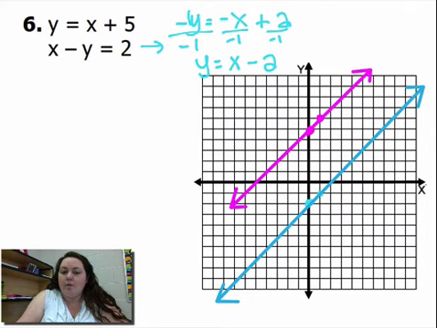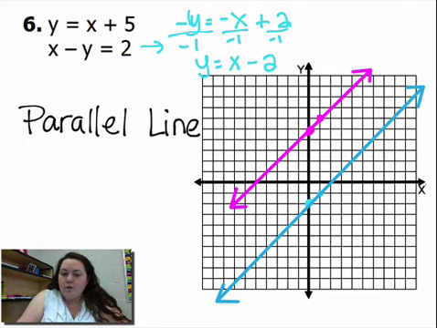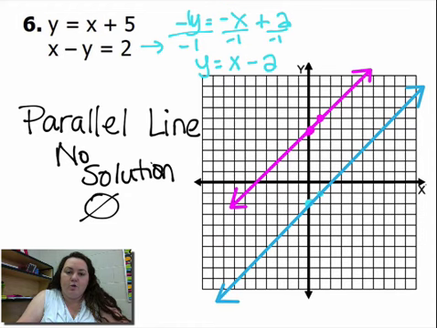So if you notice, they both have the same slope of 1. So if I have the same slope but different y-intercepts, I'm going to have parallel lines. And they're never going to cross, so I have no solution.